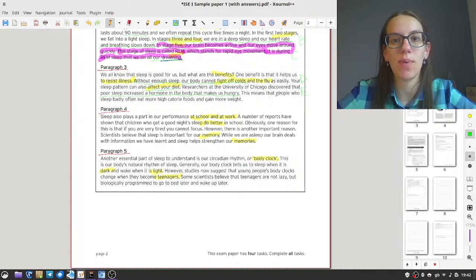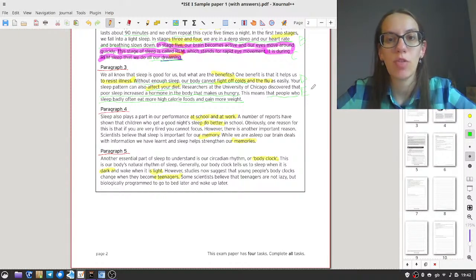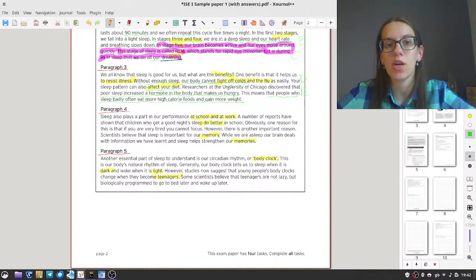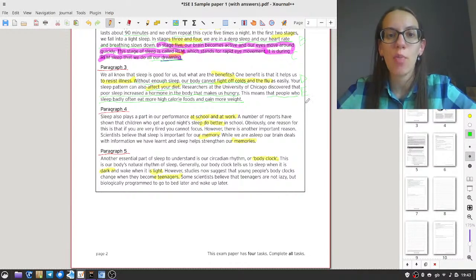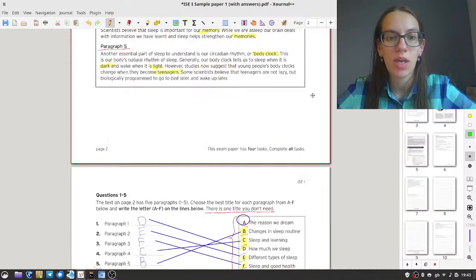So that means that people who sleep badly often eat more high-calorie foods and gain more weight. So in fact, we do see that sleeping badly and having a bad diet, high-calorie food, and gaining weight, it's an example of a bad diet, right? It's not good for our body to eat a lot of high-calorie foods and to gain a lot of weight. And it's connected to our sleep.